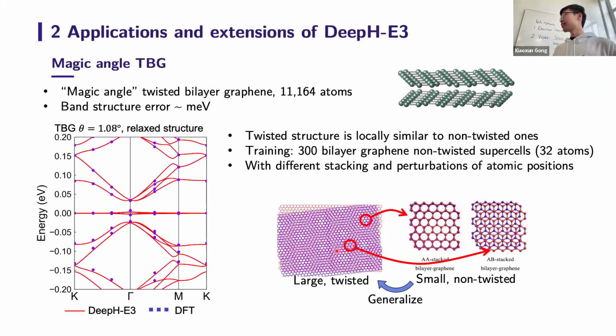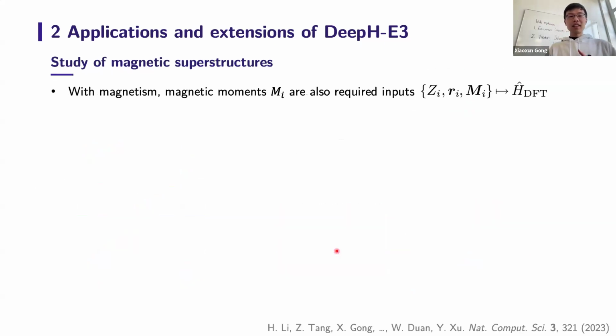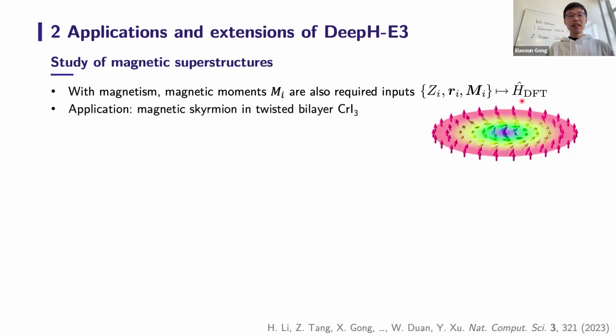So this is basically why our method can work so well on magic angle twisted bilayer graphene, and a very straightforward generalization of our method is to study magnetic superstructures. In the presence of magnetism, we also need to input the magnetic moments on each atom to the neural network. So our input is now the atomic structure plus the magnetic moments, and then we can predict the density functional theory Hamiltonian.